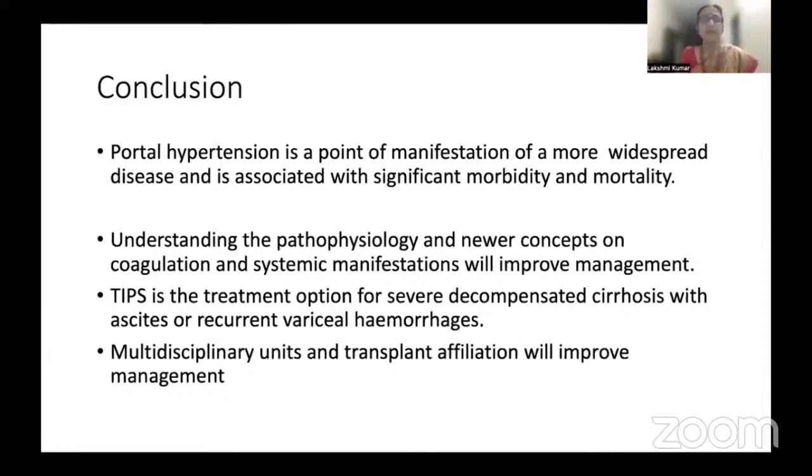So to conclude, I would say that portal hypertension is a point of manifestation of a more widespread disease and is associated with significant morbidity and mortality. Understanding the pathophysiology and the newer concepts on coagulation and systemic manifestations will improve management. TIPS is a treatment option for more severe decompensated cirrhosis with ascites or recurrent variceal hemorrhages. And multidisciplinary units and transplant affiliation will improve management. Thank you very much.